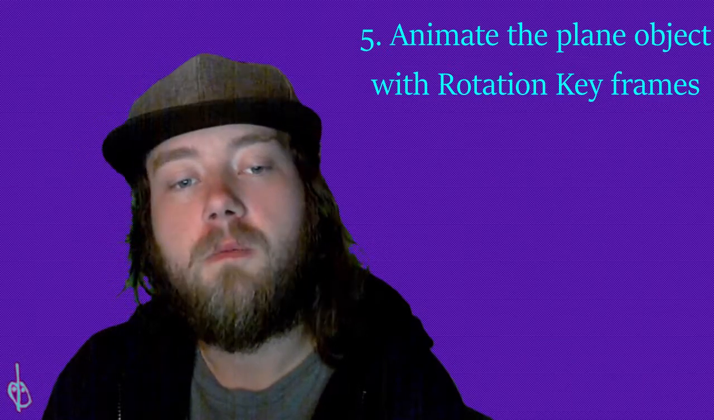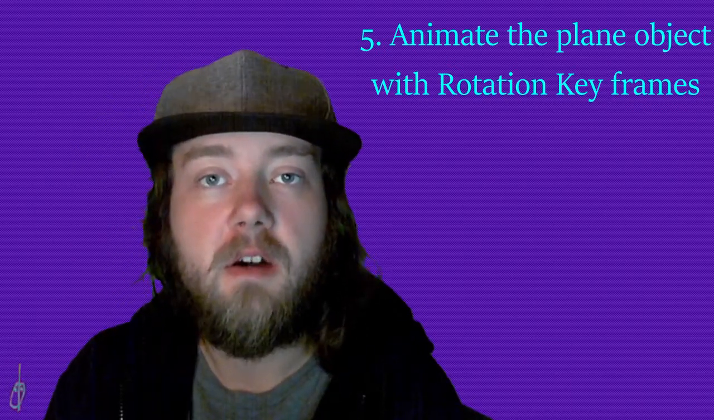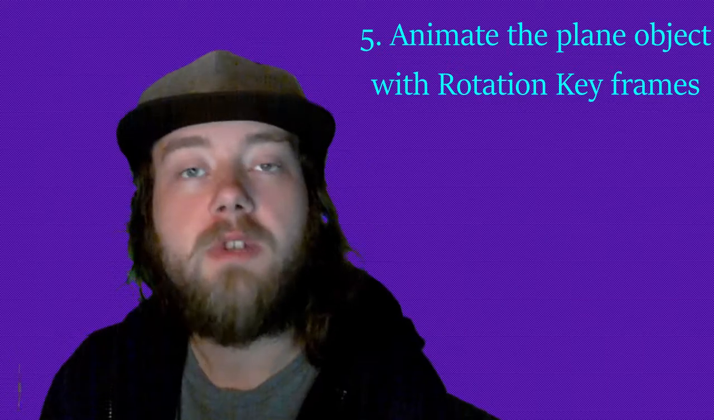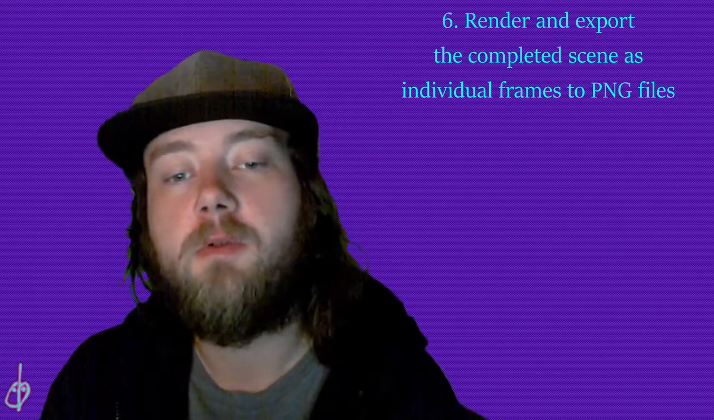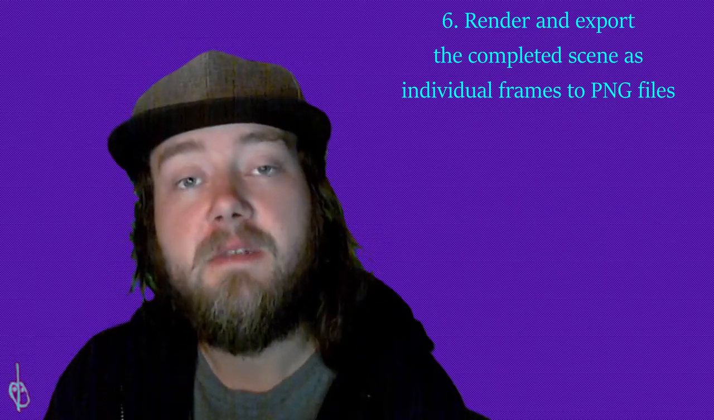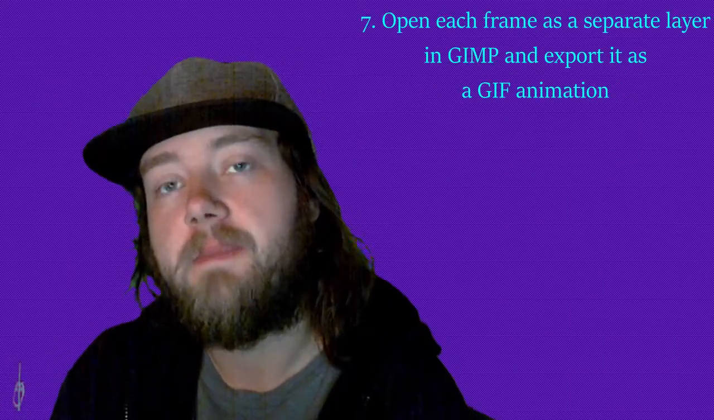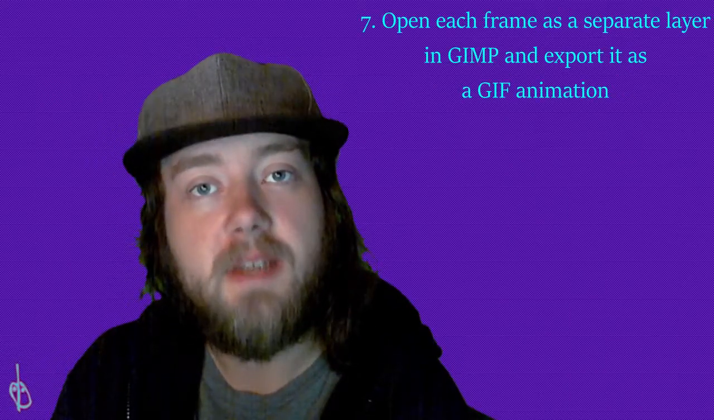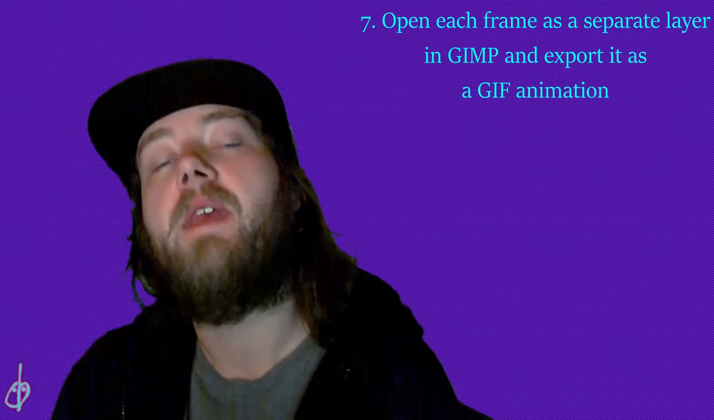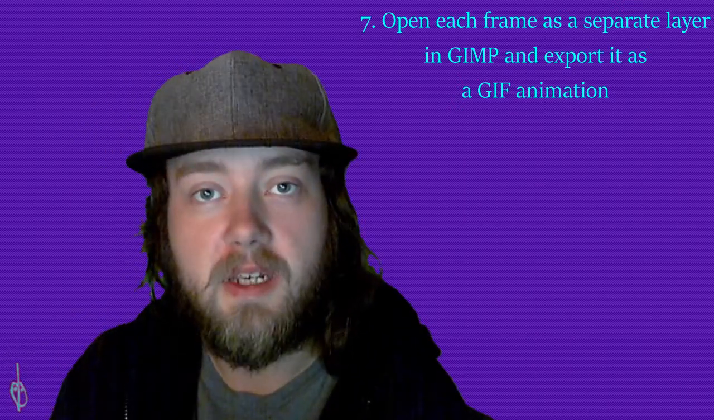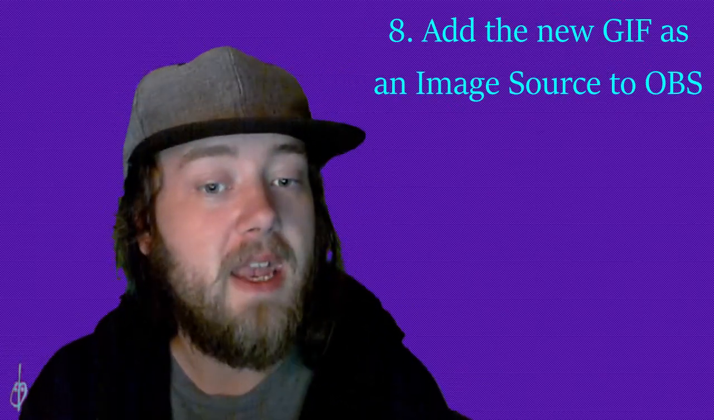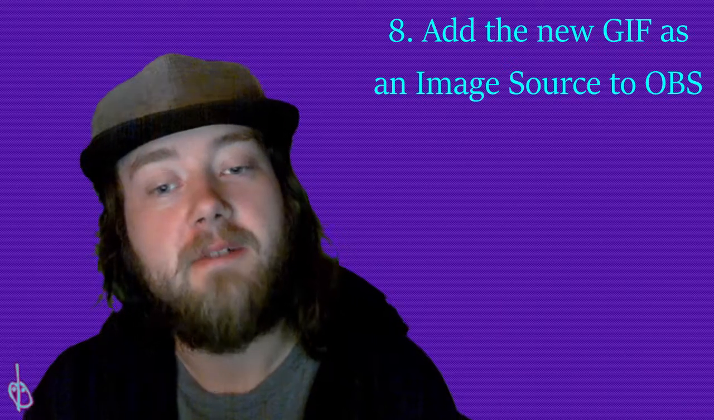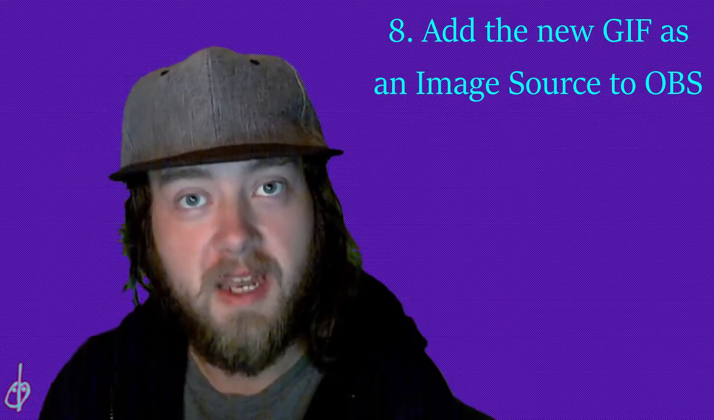Step 5, where we're going to animate the plane object, which is the logo, with rotational keyframes. Step 6, we're going to render and export the completed scene as individual frames to PNG files from within Blender. Step 7, we're going to open each frame as separate layers in GIMP and then export all of them into a GIF animation. And then our final step is going to be step 8, where we're going to add the new GIF as an image source to OBS.